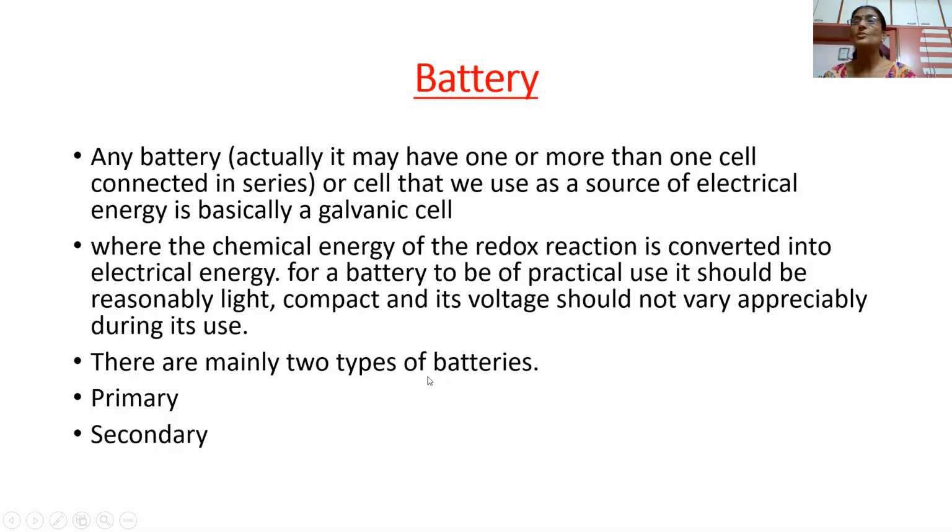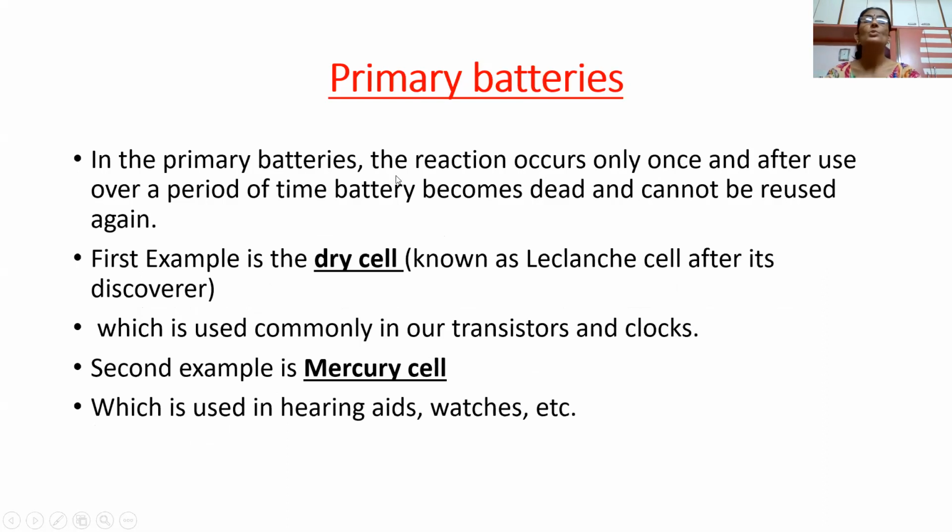There are two types of batteries, primary and secondary, or we can say there are two types of cells, primary cells and secondary cells. Now, what are primary and secondary cells? Students, primary batteries or primary cells are the cells which once used become dead and they cannot be recharged or reused again. Such batteries are called primary batteries.